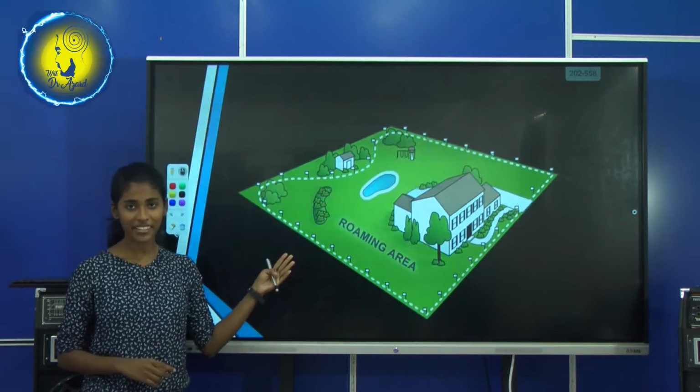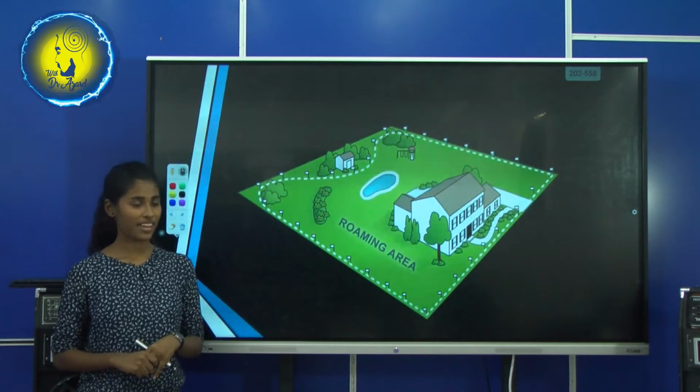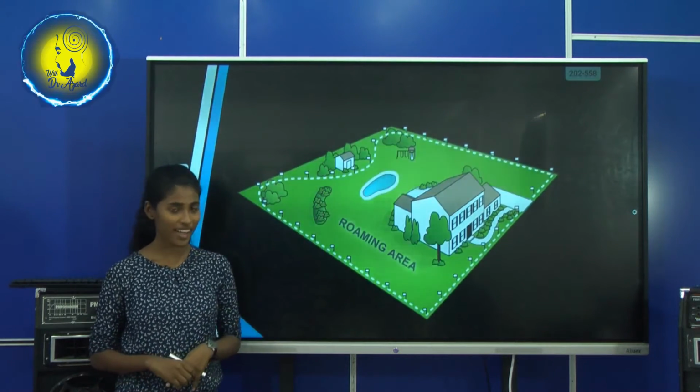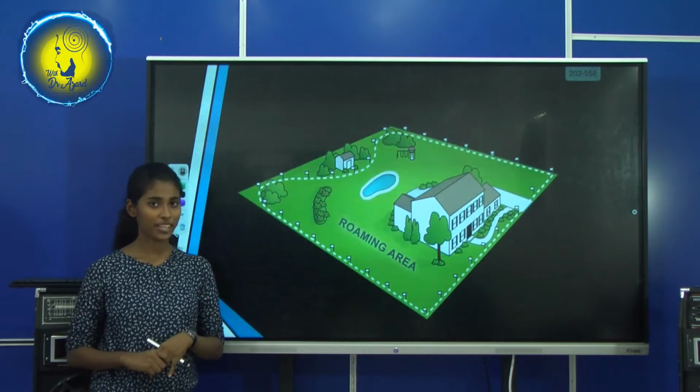Can you see a land here? What is the area of this land? The green color surface is the area of this land. I think now you have an idea about the area.